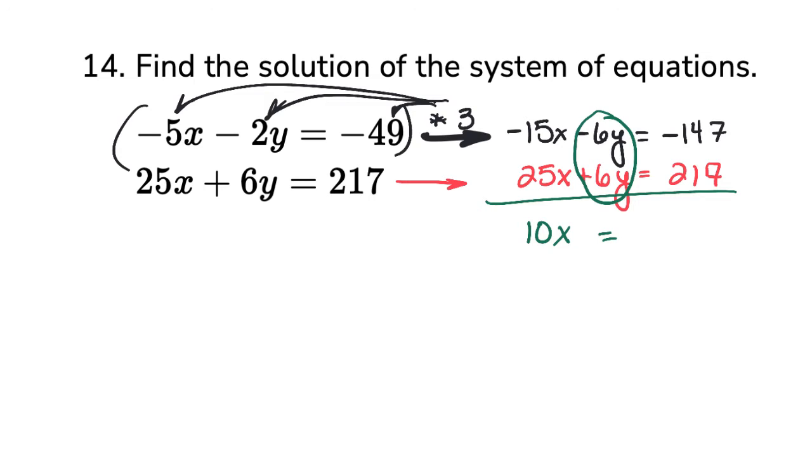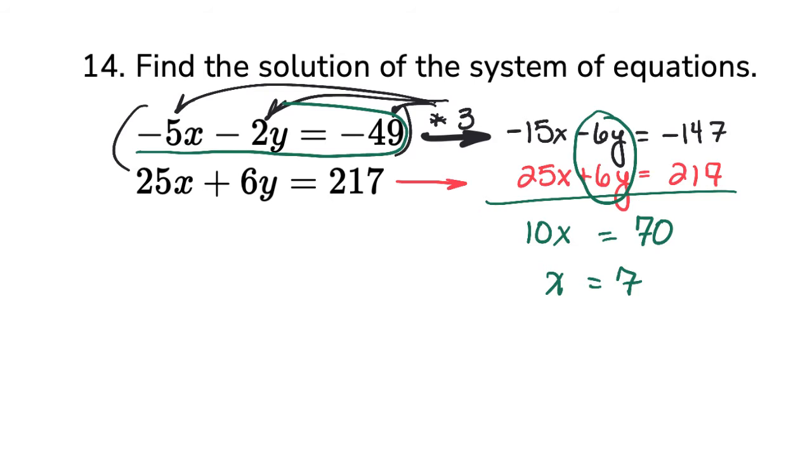147 and 17. Let's see here. 53 would be 200. So 53 plus 17, 70? I believe that comes out to 70. Yeah. Divided by 10, looks like x is 7. Now don't forget, once you find x, you've got to find y.